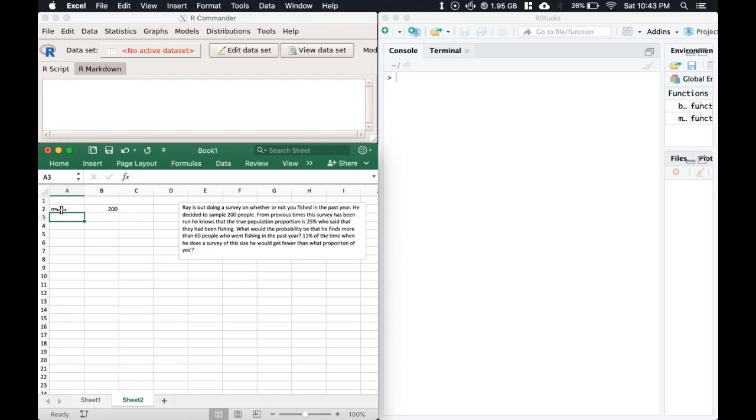Okay, so from previous times this survey has been run, he knows that the true population proportion is 25%. So that gives us our p, our population proportion, would be 0.25. Great. And here we go. What would the probability be that he finds more than 60 people who went fishing in the past year? Okay, so we want to do a p hat, because this is our p critical. And this would be equal to 60 divided by 200. And so the proportion would be 0.3.